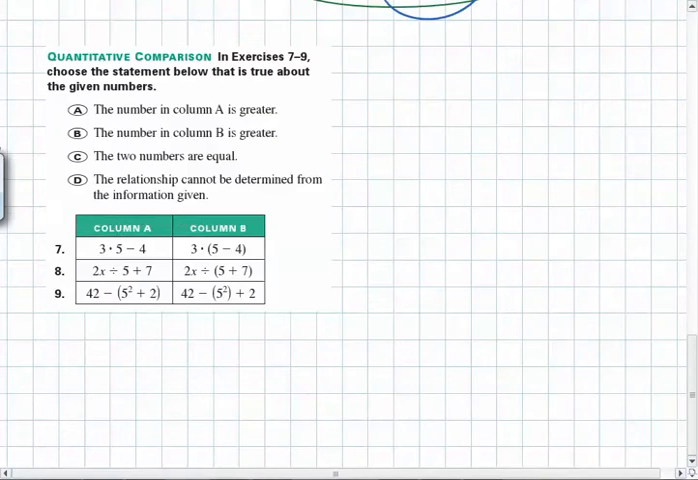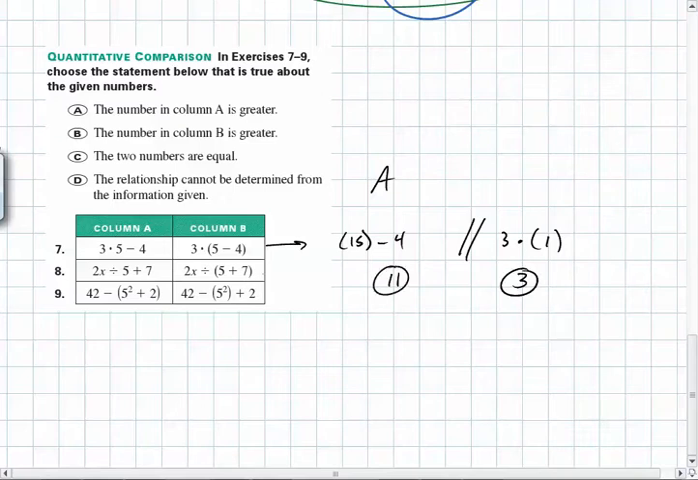What work would you show for 7? What would you need to do? What would you need to find to figure out which one is bigger? 3 times 5. Yeah, what's 3 times 5? 15 minus 4 on one side, and what's on the other side? 3 times what? 1. So what's 15 minus 4? 11, and what's 3 times 1? 3. You have 11 and 3.